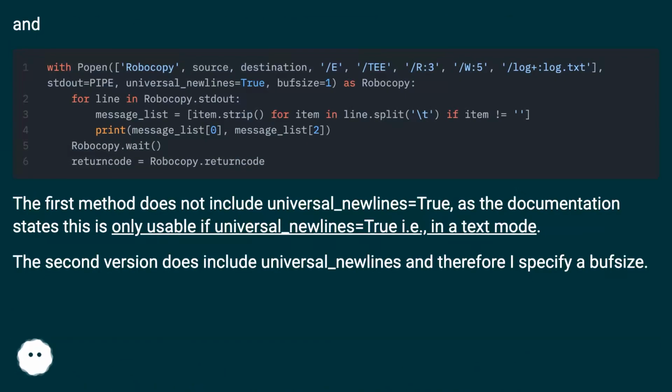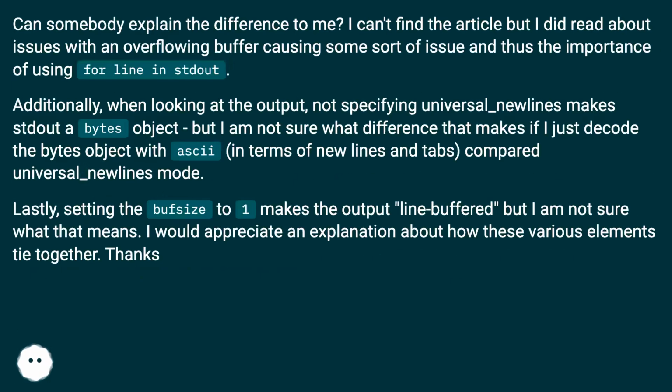The first method does not include universal_newlines=True, as the documentation states this is only usable in a text mode. The second version does include universal_newlines=True and therefore I specify a bufsize. Can somebody explain the difference to me?